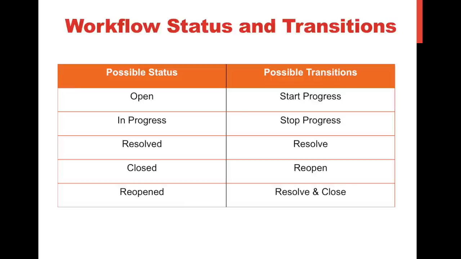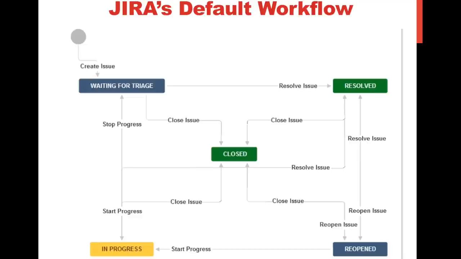For example, when you first create an issue and start working on it, you will click on start progress, and then the status will change to in progress. You can stop its progress, or you can resolve it, and then it will go into resolved. You can reopen it, resolve and close. Depending on which transition you take, the status will change accordingly. This is the Jira default workflow. Let's use this image to make things more clear.